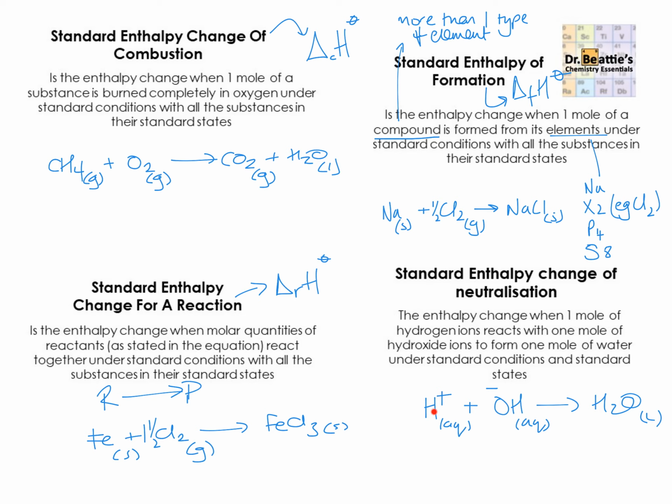If you were to take 1 mole of a strong acid and 1 mole of a strong alkali to form 1 mole of water, then the standard enthalpy change of neutralization works out to be minus 57.9 kilojoules per mole. Now, you might see a pattern, especially with combustion, formation, and neutralization enthalpy changes, that they all have the similarity of 1 mole of something either being combusted or formed. And you'll also notice that the units for all of these different types of enthalpy changes are kilojoules per mole.